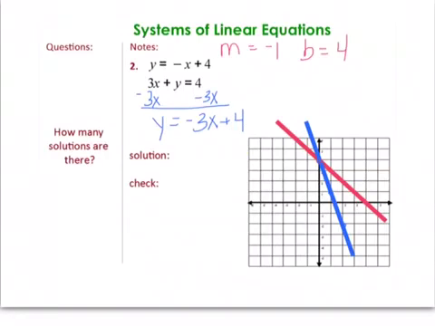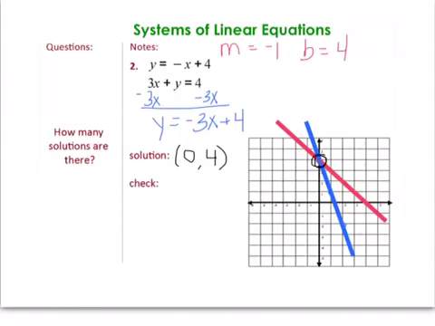So this is my system. These are two equations. Now my solution, it looks like, is right here at 0, 4. I want to check that because I don't believe it quite yet. I want to make sure that's true.